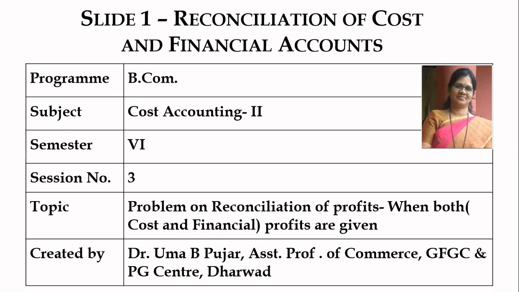So we have varieties of problems in this reconciliation of profits. Sometimes they give profits of both the accounts. Sometimes they may not give both the profits, or they may give one of the profits and you have to find out another profit. Or sometimes they may give loss as per cost account or loss as per financial account as a base to be taken while solving this reconciliation. So today in this session, I'll be solving problem when both the sets of accounts profits are given.